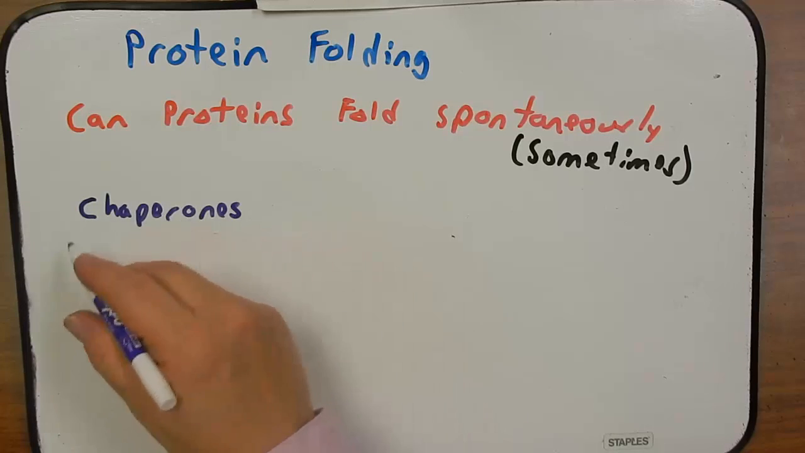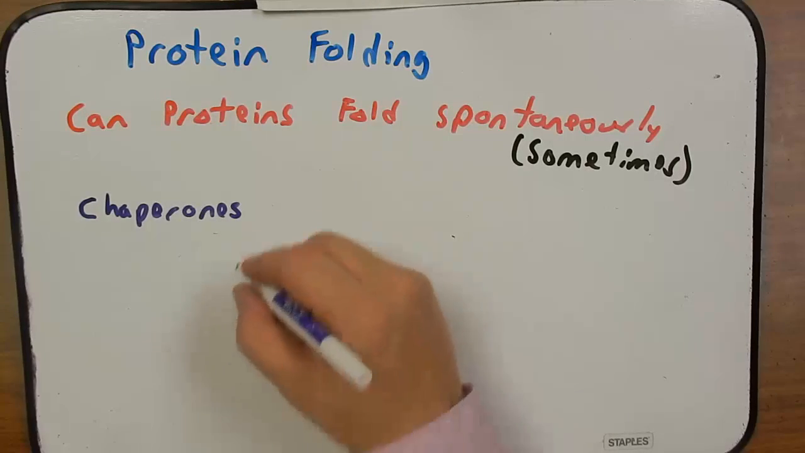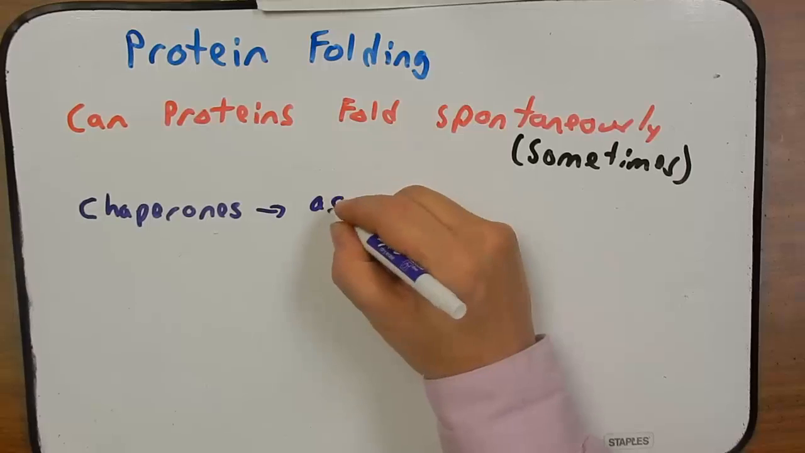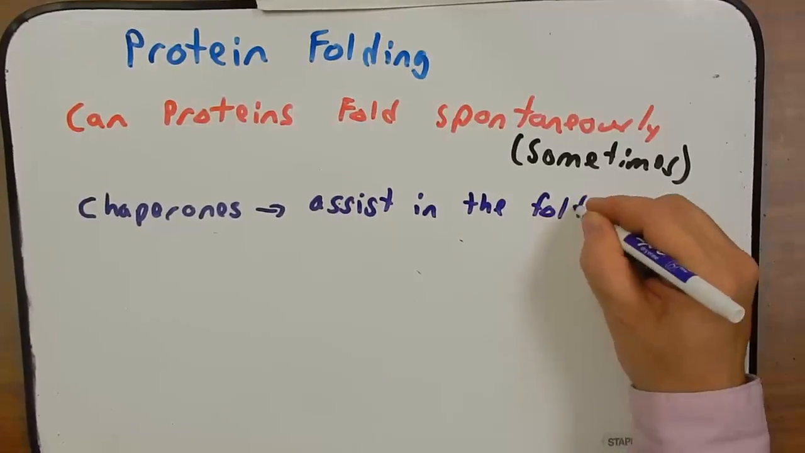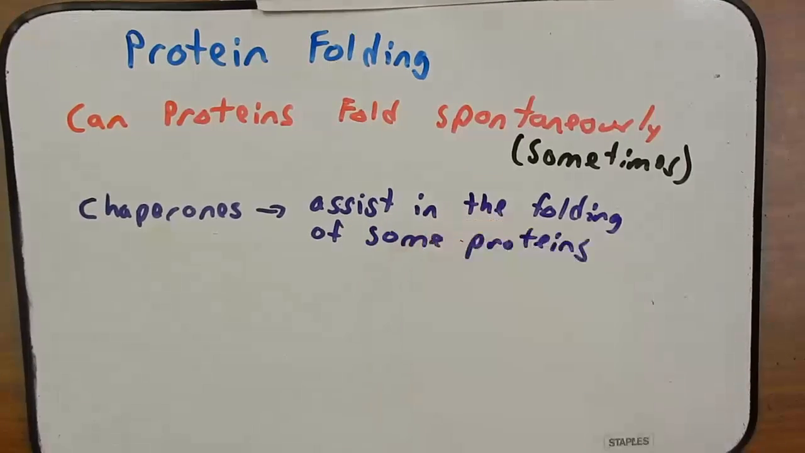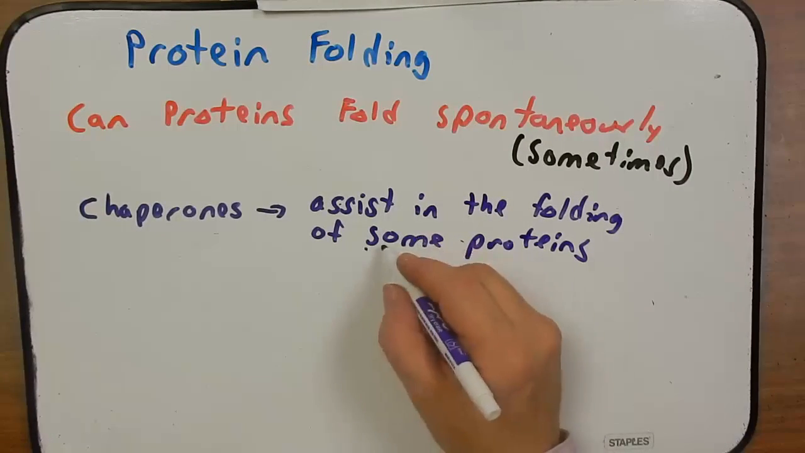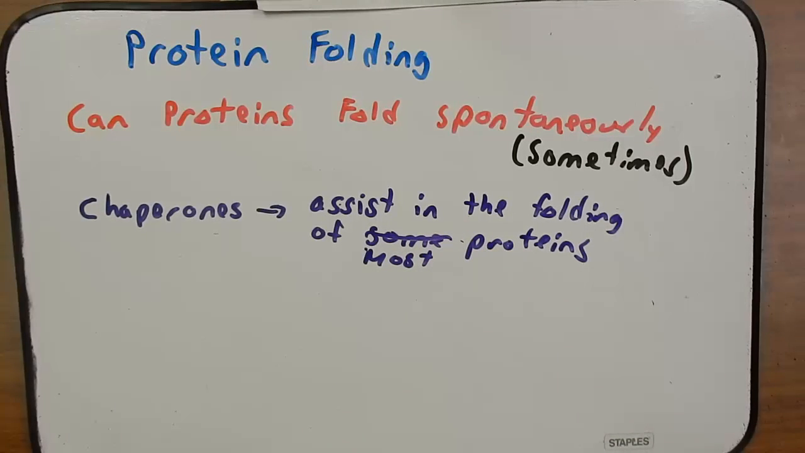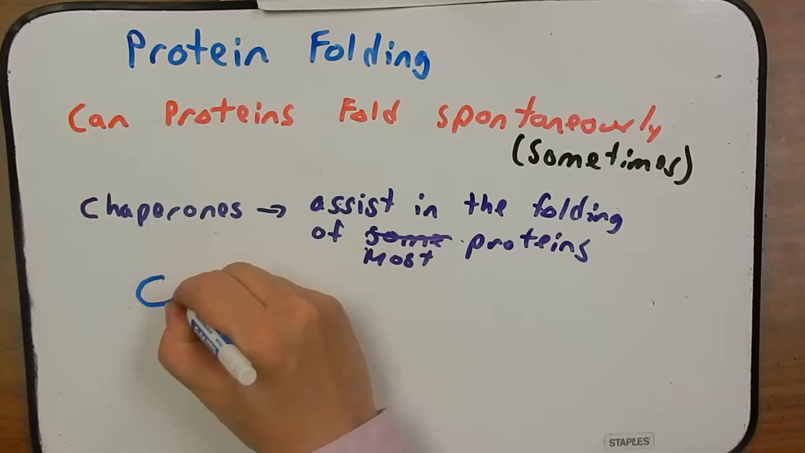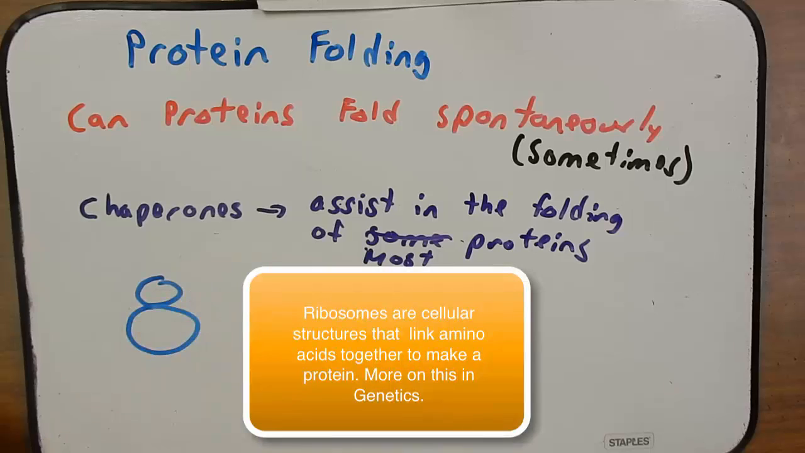And there's a whole family of proteins called chaperones, and chaperones assist in the folding of some proteins. Really, I should probably say most proteins, because most proteins do seem to require some help here. And even the ones that can fold spontaneously, we often find in physiological conditions, they often will use chaperone type proteins. So what I'm going to do here is I'm going to draw a ribosome, as lovely as it is here.